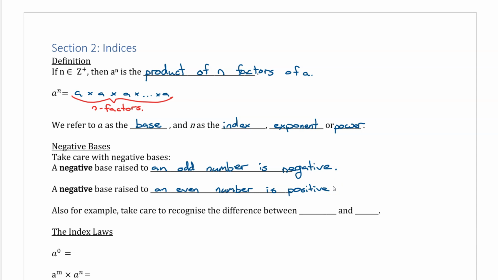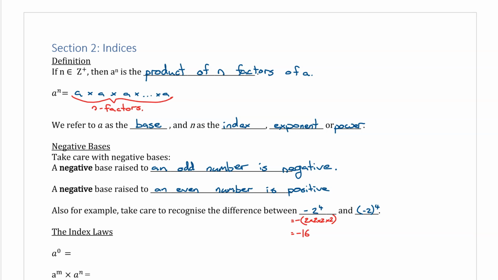Also, take care to recognize the difference between minus 2 to the 4 and, inside the parentheses, minus 2 to the power of 4. The position of these parentheses is going to have a significant impact on the final outcome of this expression. In the first one here, we're going to get negative, then 2 times 2 times 2 times 2, and that will come out as negative 16.